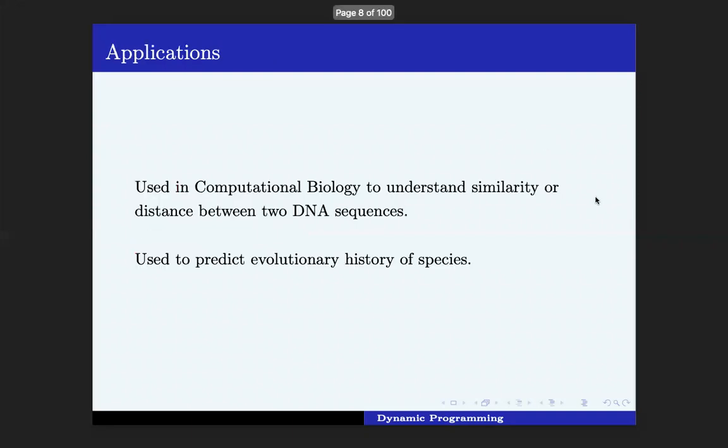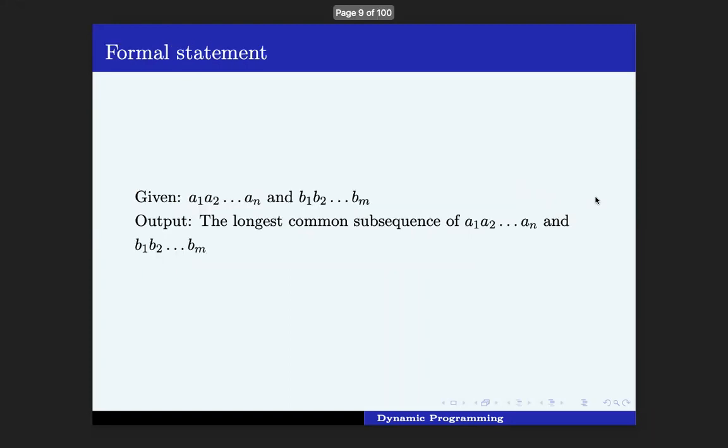So this is the problem that we were trying to solve. Formally speaking, we have these two strings, A1 to AN and B1 to BM, and we want to find the longest common subsequence between A1 to AN and B1 to BM. The question is, how do we go about it? Did you guys think about it?